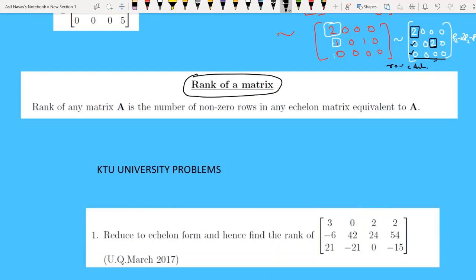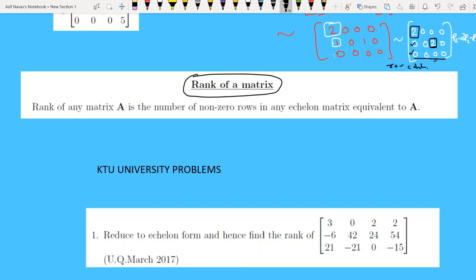Any doubt? If you have any doubt, you can ask me. Anyone have any doubt? Okay. Can I ask you? Pardon? If there is a row with all zero terms in the second row, and another row with all zeros in the third row, is it an echelon matrix?